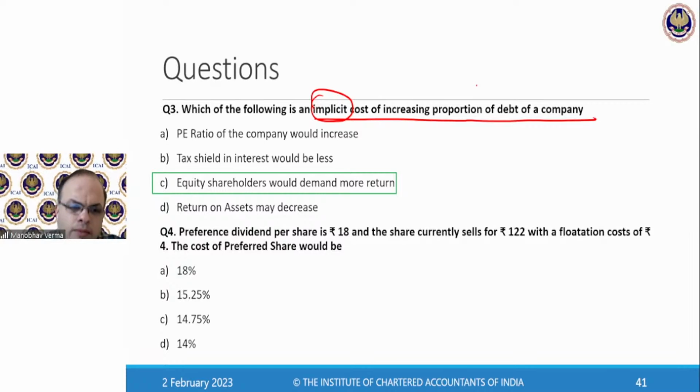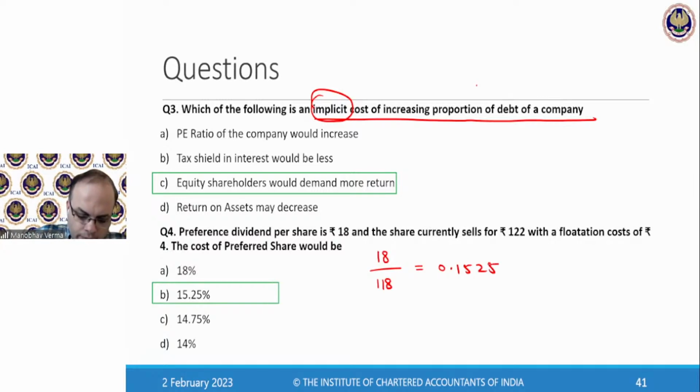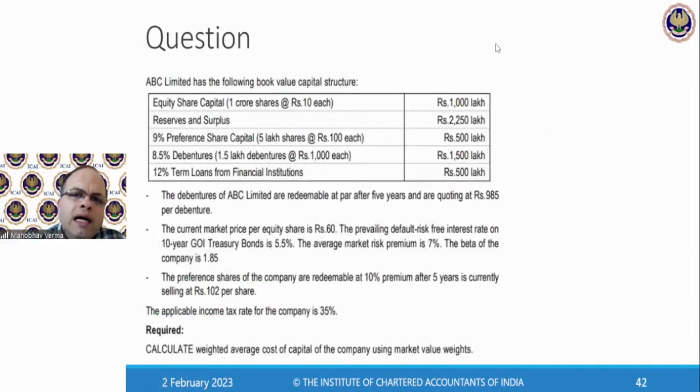Okay, for fourth, majority are easily telling me it's B. I think that was a very, very easy one. When we are looking at preference dividend is 18, and we are looking at a 122 minus 4, probably 118. I think that's what everyone did. So 18 divided by 118 into 100, giving you a 15.25%. Great, amazing.